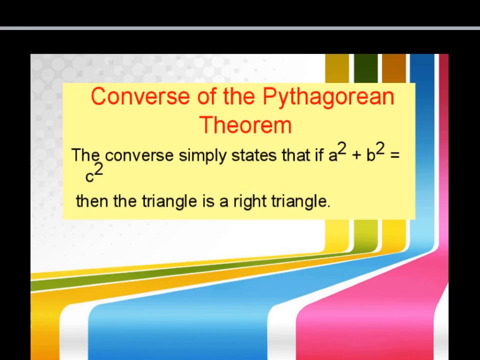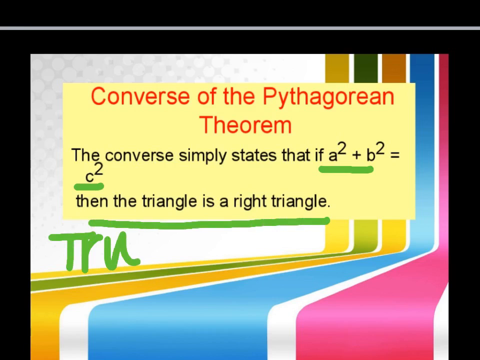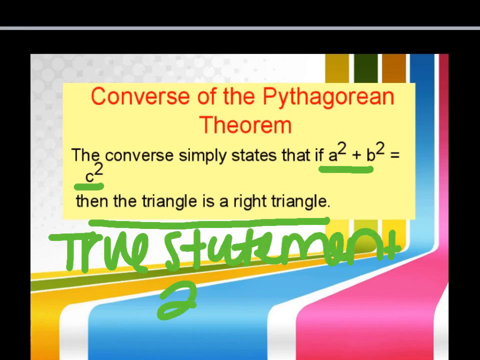Alright, so the converse, or the opposite of the Pythagorean theorem, states that if a squared plus b squared actually does equal c squared, then you know the triangle is a right triangle. So if the formula works and you get a true statement, like 2 equals 2, then you know you're dealing with a triangle that has one right angle.